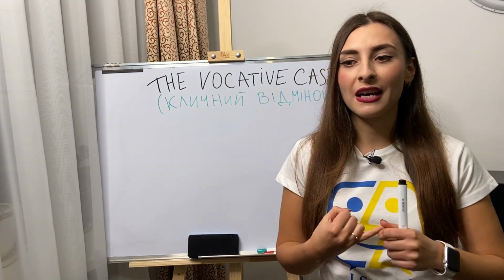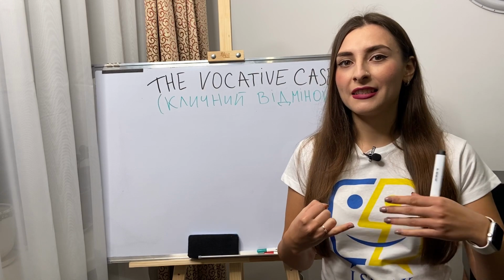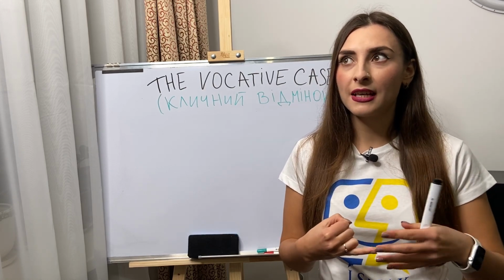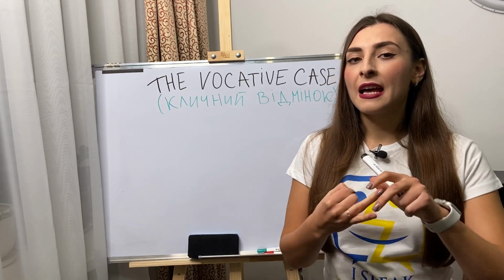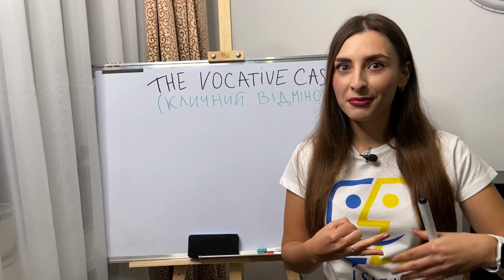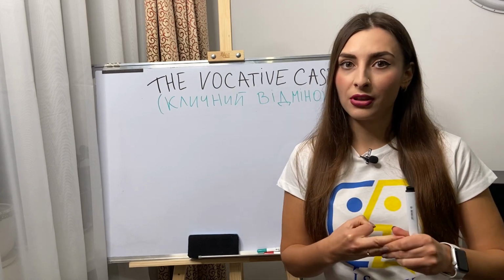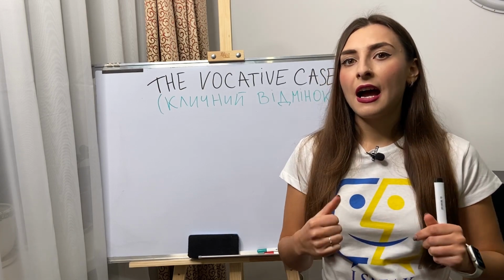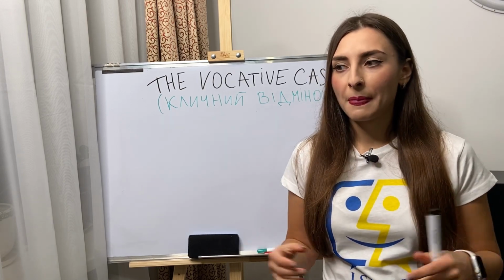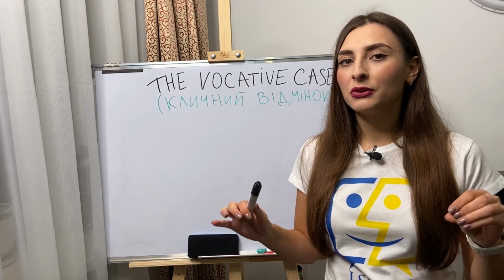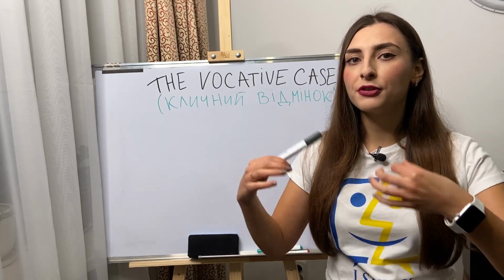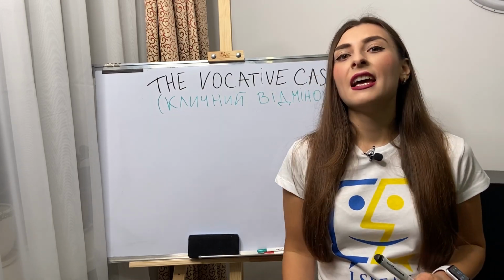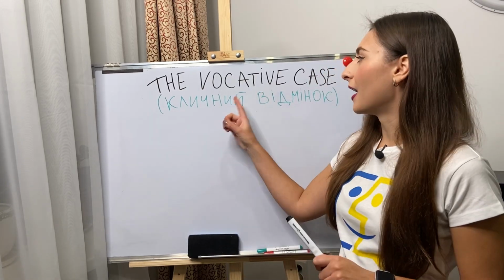Так, nouns, it's a part of speech that gives a name to a subject. It's like a subject in the sentence, so it gives the name. Adjectives describe a subject. It's also a numeral. It's clear what a numeral is. And also we put pronouns. Pronouns are I, you, he, she, it, etc. In all cases we put all these four parts of speech. But when we talk about the vocative case, we put only the nouns in the vocative case.